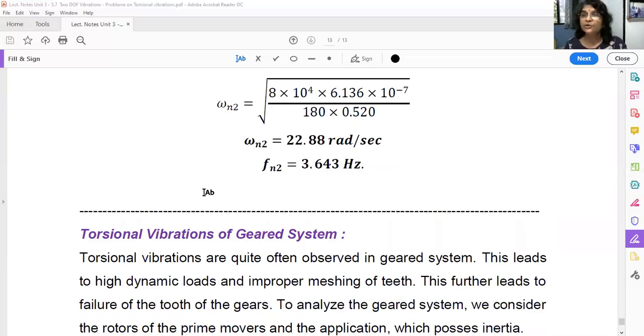Understood? So please solve this problem in your notebook. Otherwise, you won't understand. Right now, when I am teaching you, definitely you will understand. But when you try to solve the problem in the examination, you will not be able to solve it unless you practice these problems. You will solve by your own hands in your notebook. So please solve all the 3 problems in your notebook and try to solve other problems from the books also.